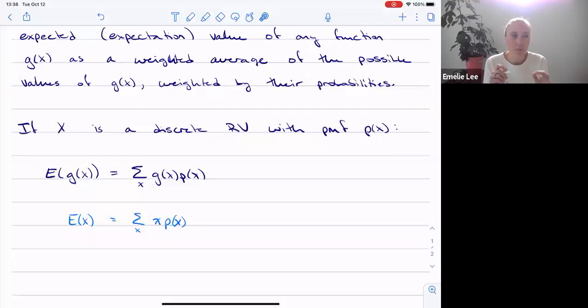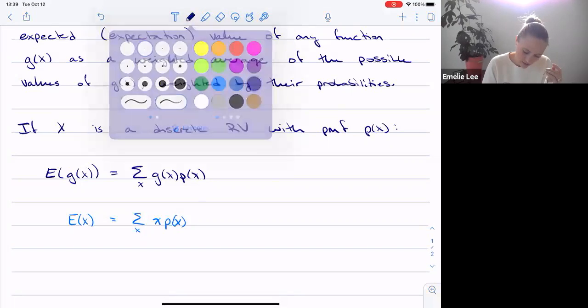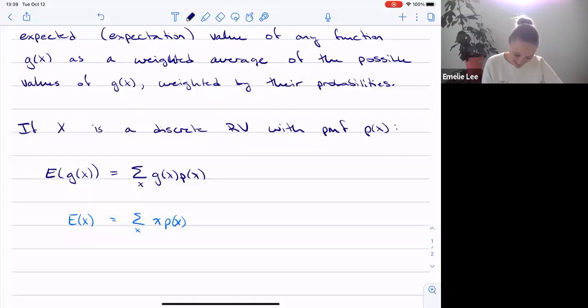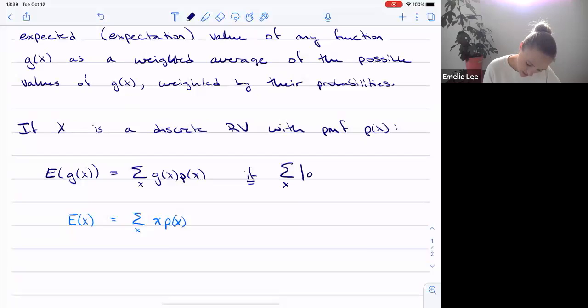One thing that we probably didn't make mention of before, because we weren't considering situations where it would happen, is that this only happens if the expectation doesn't diverge. So this is only true if the sum over x of the absolute value of G of x times P of x is less than infinity.